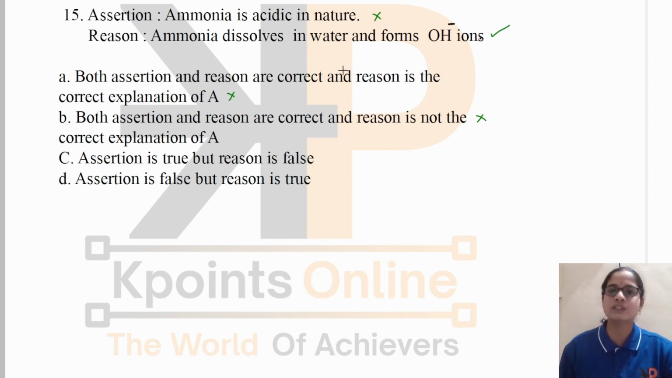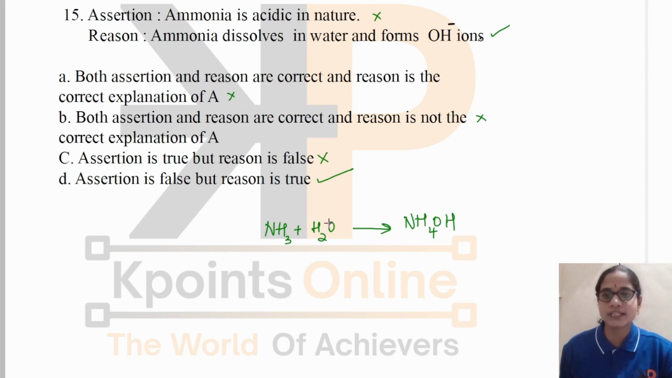It is clear that the assertion is not true, so this option will also be wrong. Then the assertion is false, but the reason is true. Yes, it is true that this assertion is wrong, but the reason that ammonia dissolves in water and forms hydroxide ions is true, so option D will be correct. When ammonia is dissolved in water, what happens? Ammonium hydroxide is formed. It will produce hydroxide ions.